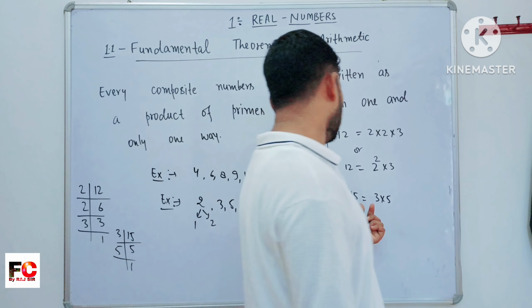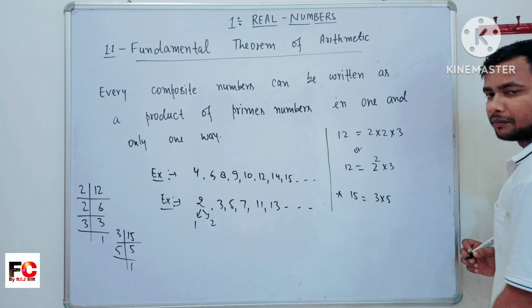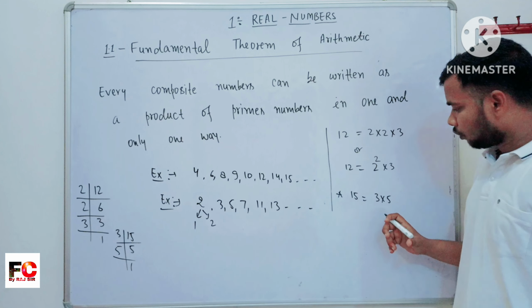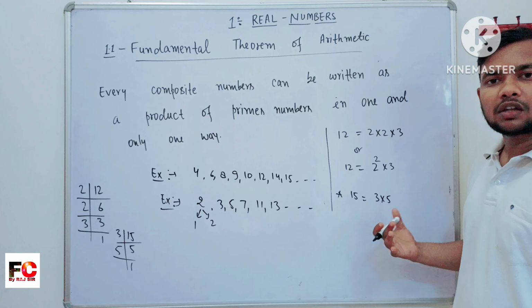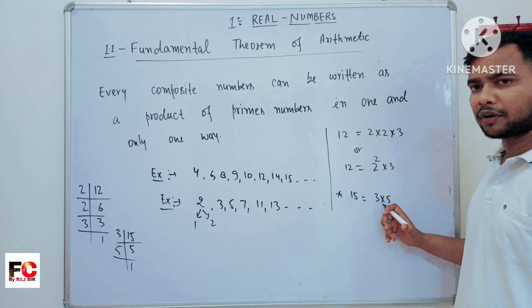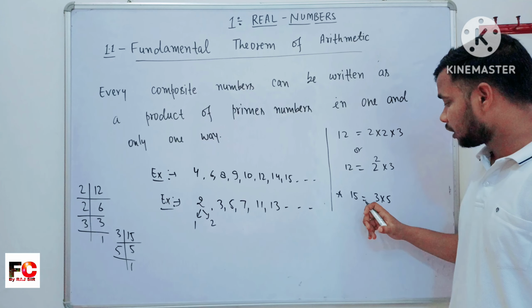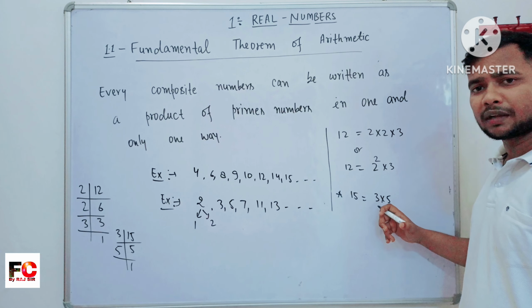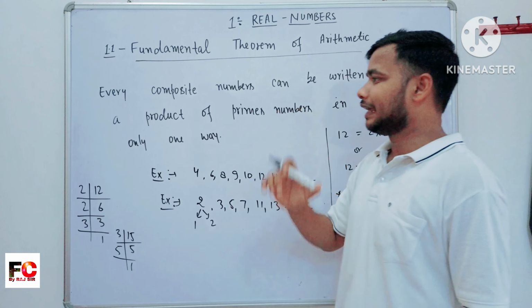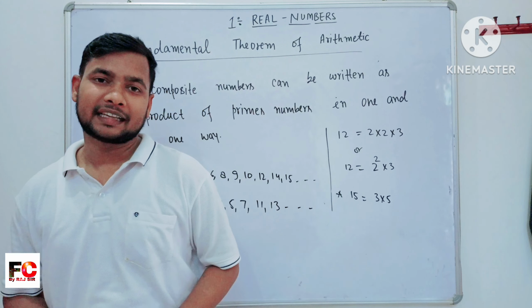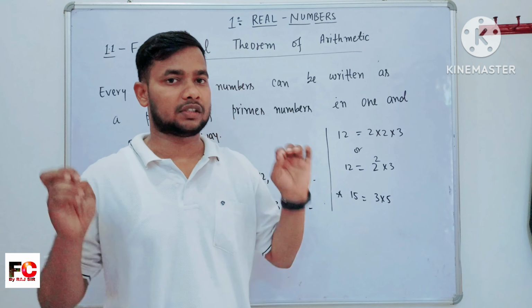Okay, so 15 can be written as 3 multiplied by 5, and you know 3 and 5 are prime numbers, and this is the product, and this number is a composite number. This composite number is equal to the product of prime numbers. Therefore, any composite number can be written as the product of prime numbers.